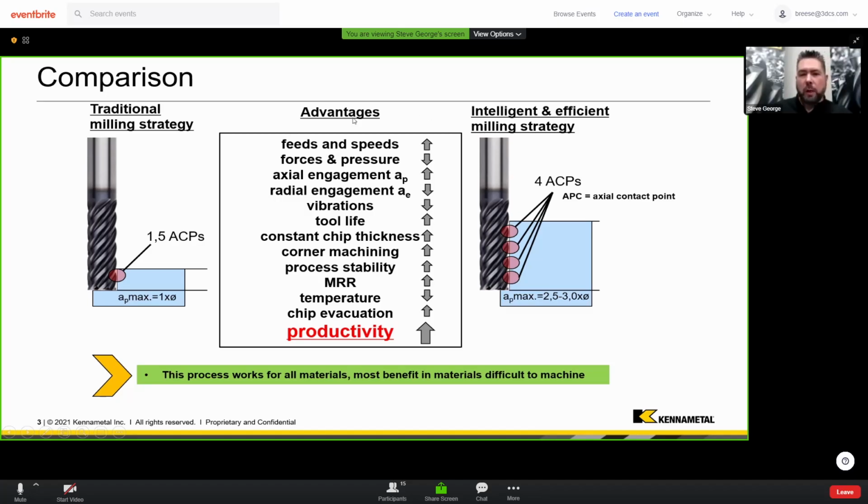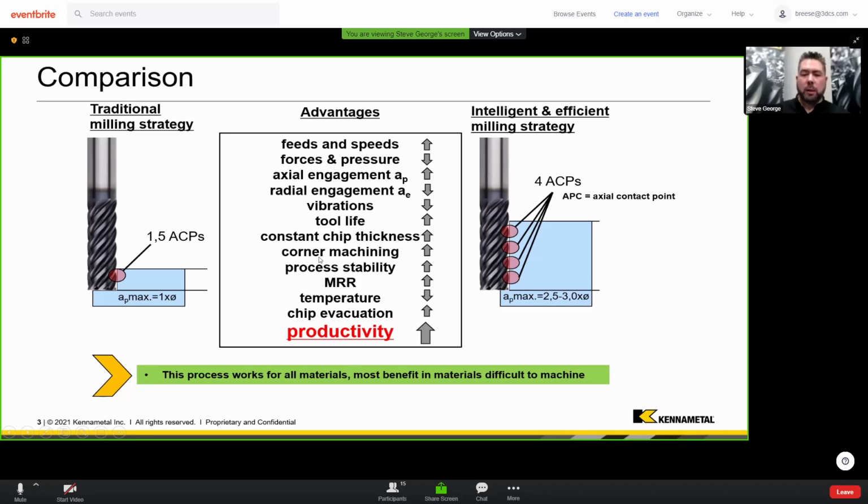So in general, when I compare the two, the advantage of a dynamic path: feeds and speeds are normally going to go up. We're going to talk about why that is. Forces and pressure are normally going to go down, and we'll talk about why. Axial engagement, I'm going to drive up. Radial engagement, I'm going to drive down. We talked about that. Vibration, we just talked about that a little bit. Tool life, we'll get into these things together. Corner machining, we're going to talk about specifically as some things to look out for.